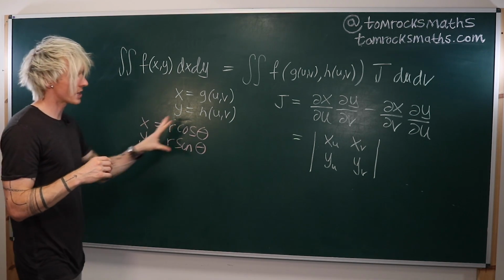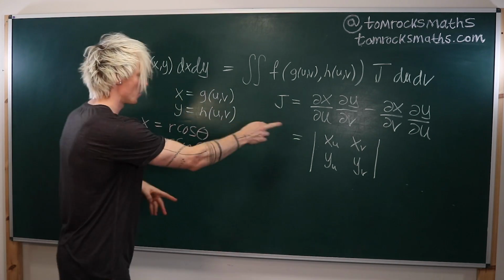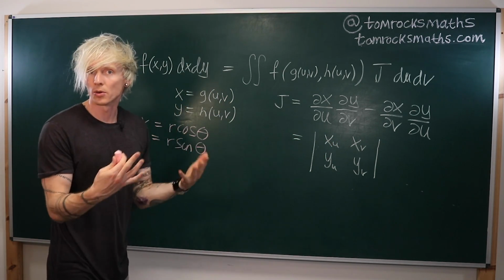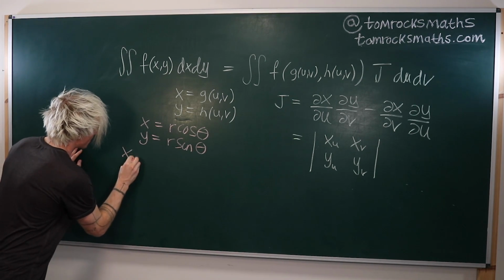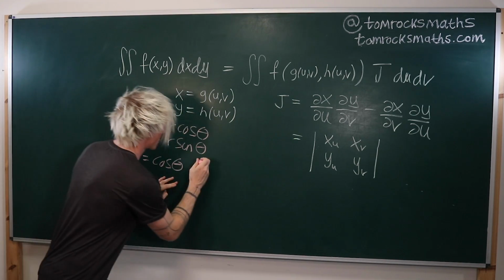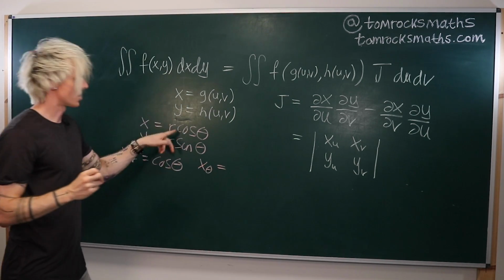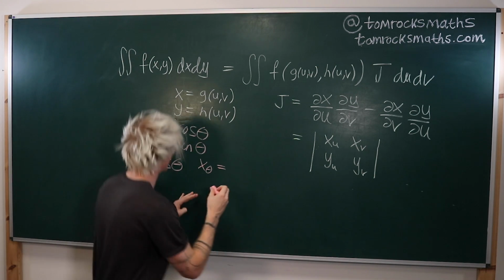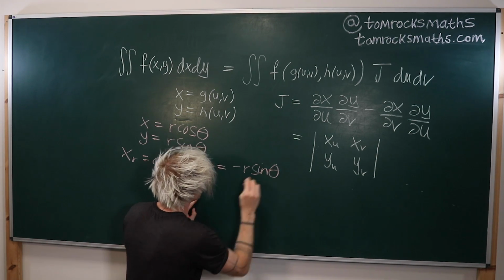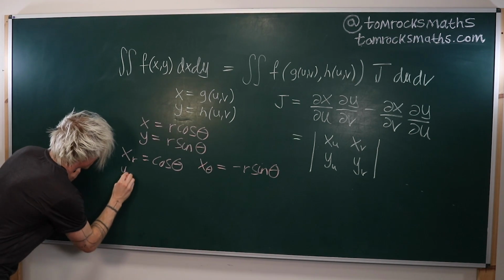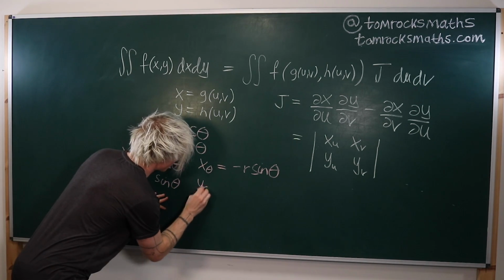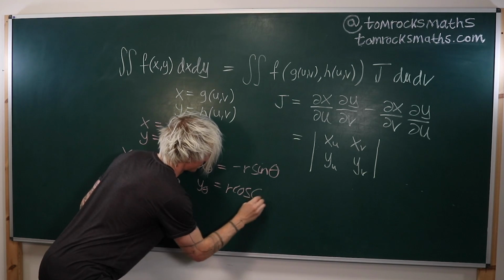Now, according to our general formula for the Jacobian, we need to calculate the derivatives of x with respect to our two new coordinates. So we need to know what is dx by dr. Well, that's just cos theta. And we also need to know what is dx by d theta. So you differentiate cos and you will get minus sine. And then same for y, dy by dr is just sine theta. And you differentiate sine and you get cos. So that's r cos theta.